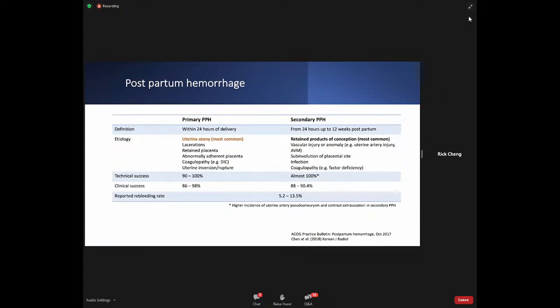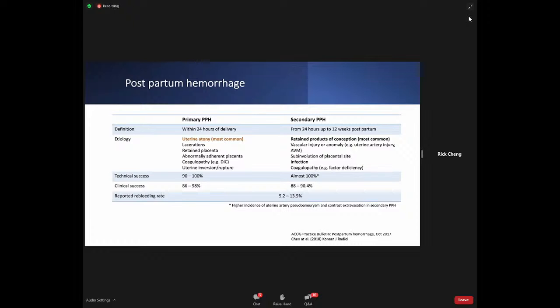Of the primary causes of postpartum hemorrhage, uterine atony is the most common cause. In fact, uterine atony accounts for 70 to 80% of all postpartum hemorrhage. Other etiologies of primary postpartum hemorrhage include laceration, retained placenta, abnormally adherent placenta, coagulopathy, or uterine inversion or rupture. The most common cause of secondary postpartum hemorrhage is retained products of conception. Other causes include vascular injury or anomaly, involution of placental site, infection, and again, coagulopathy.